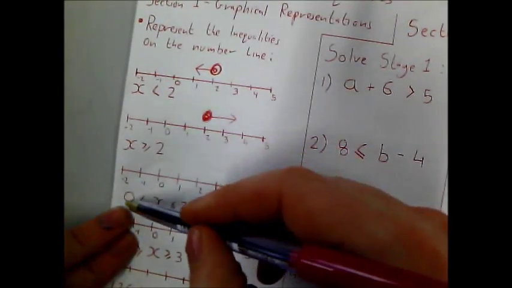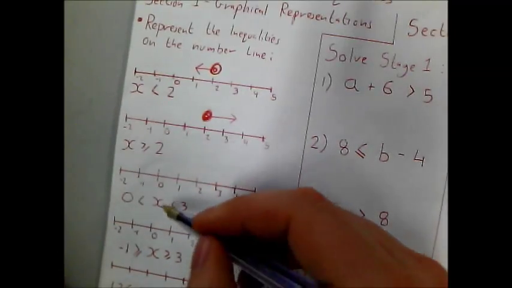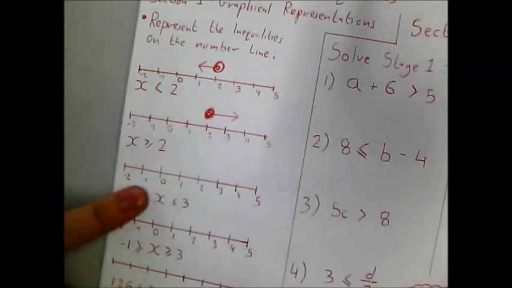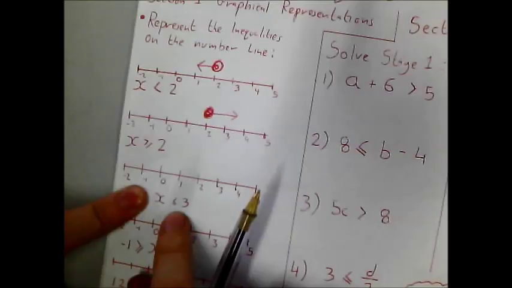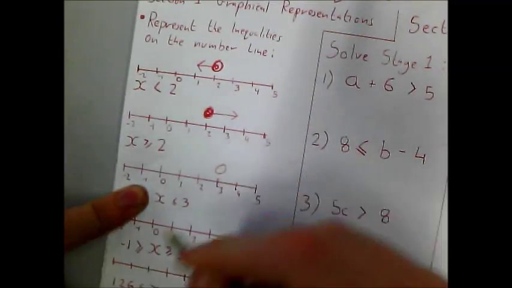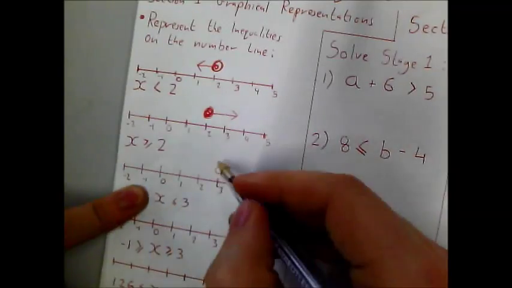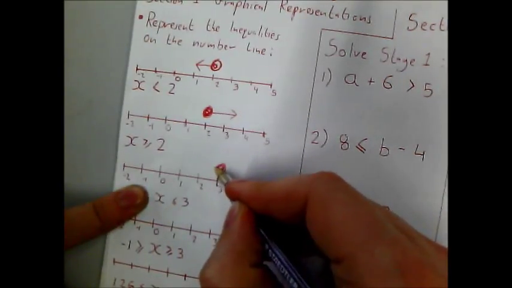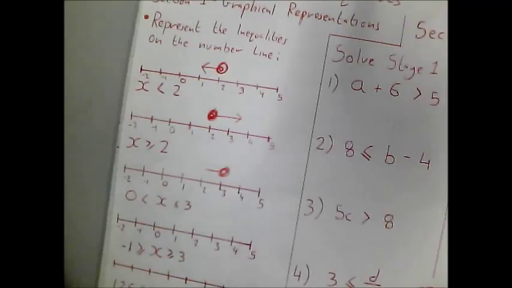Is when I want it to be this inequality here. Now, if I cover that bit up, I want x to be smaller than or equal to 3. So I'm going to put this bit on my number line here. And because it wants to be equal to 3, I need that to be coloured in. And it's going to be going in this direction.